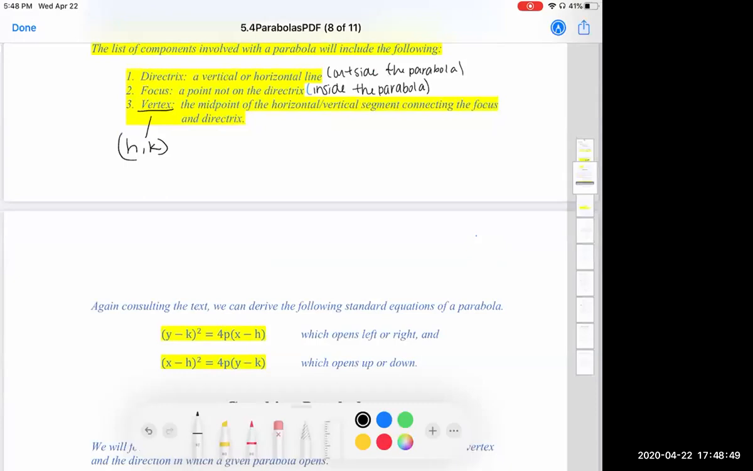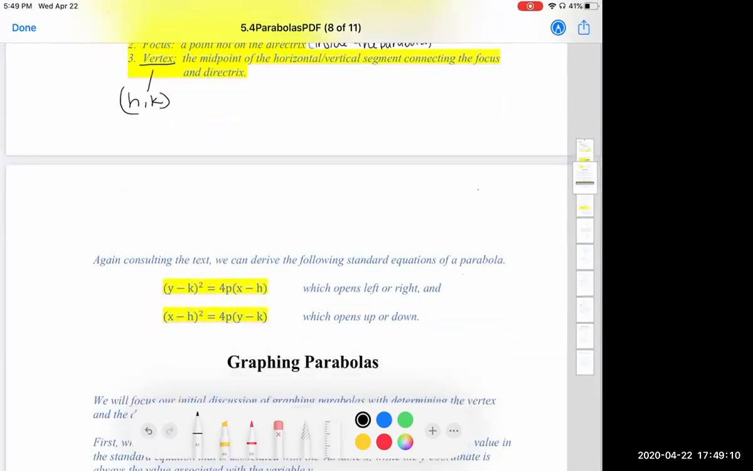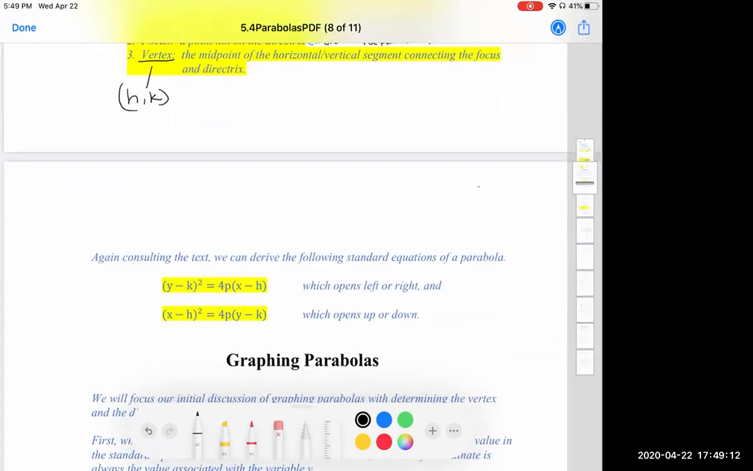Again, consulting the text, we can derive the following standard equations of a parabola. (y - k)^2 = 4p(x - h), which opens left or right, and (x - h)^2 = 4p(y - k), which opens up or down. So a key tell to know whether it opens up or down or left or right is to take a look at your square.